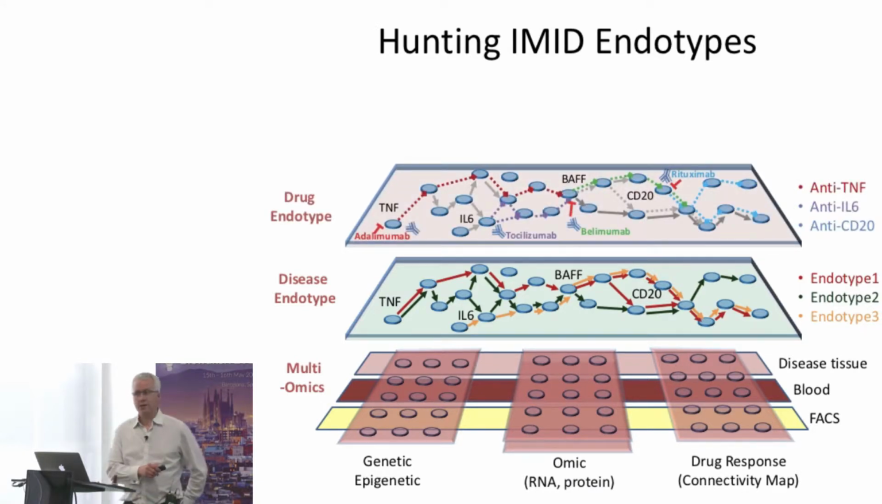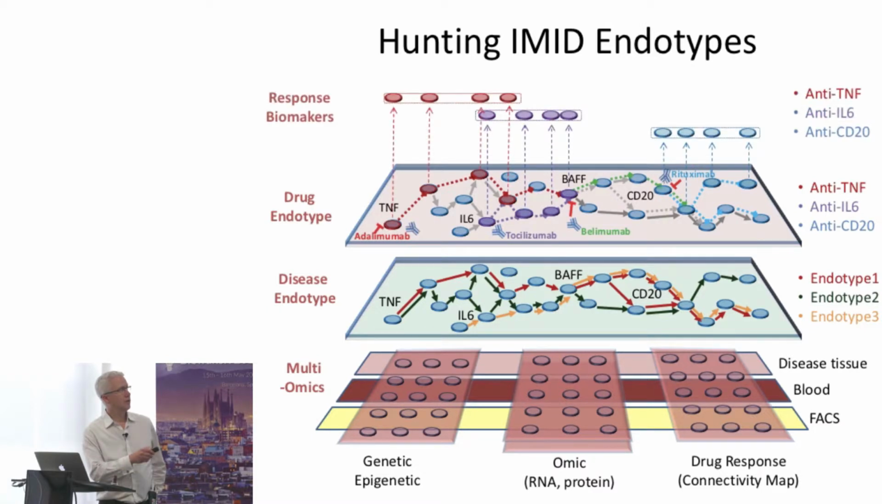Then we look at the drug endotype, which is what the drug does to the body, so what gene expression and other omic changes occur when you treat with the drug. The idea is that if you overlay the two, you can pick out biomarker panels that will classify endotypes.